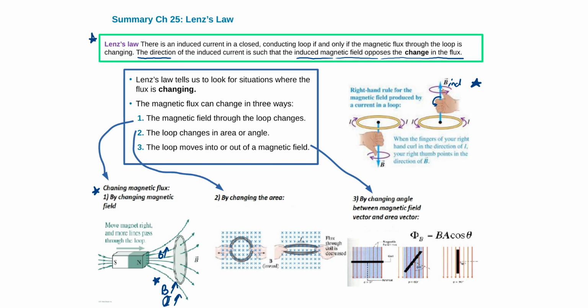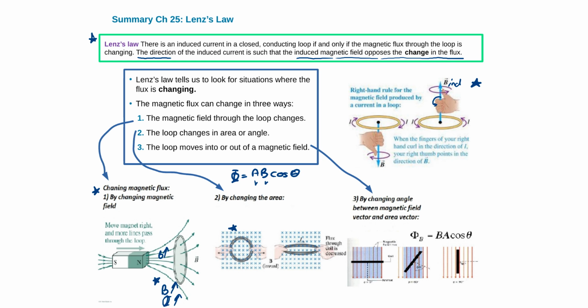Another way is that the background magnetic field could be constant, like in here, but I change the cross-section area by squeezing my area. Let me put the flux equation here. So we can also think about this mathematically. It's the area times the magnetic field times cosine theta, theta being the angle between the magnetic field and the normal of the area. So in the first one, my B is changing, flux is changing. In the second one, A is changing, flux is changing.